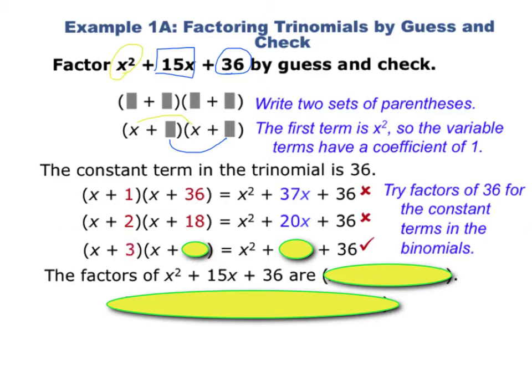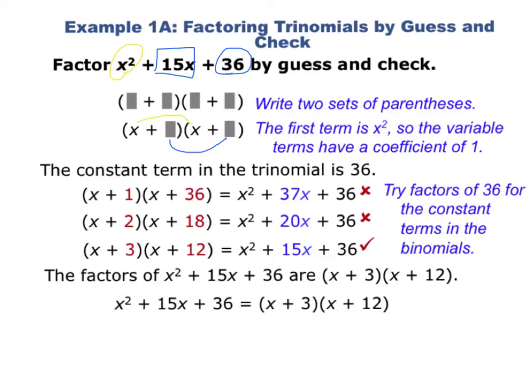How about 3 and 12? Well, 3 times 12 is 36. What's 3 plus 12? Well, that's 15. Okay, so that one does work. So that tells me that the factors of this trinomial will be this right here. Okay, so let me uncover this here, and our final answer will simply be this. The factorization of x squared plus 15x plus 36 gives us x plus 3 and x plus 12.